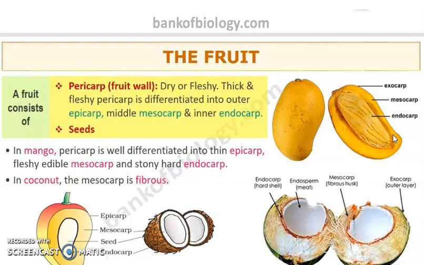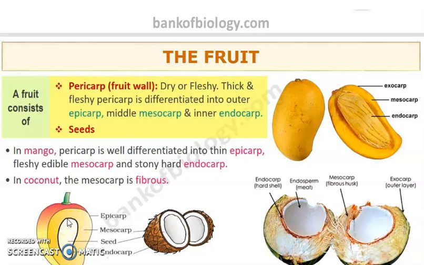Understood, children? Now let us see about the drupe, the fruits which are called drupe, right? In mango and coconut we saw that these are called drupe. Now let us see about the drupe. If you take the case of mango, you know that mango is a fleshy fruit, right? So the pericarp is differentiated into a thin epicarp. This outermost structure is the epicarp, and then comes the next layer, the fleshy mesocarp, which is edible, and then the stony hard endocarp. So this structure is the endocarp.